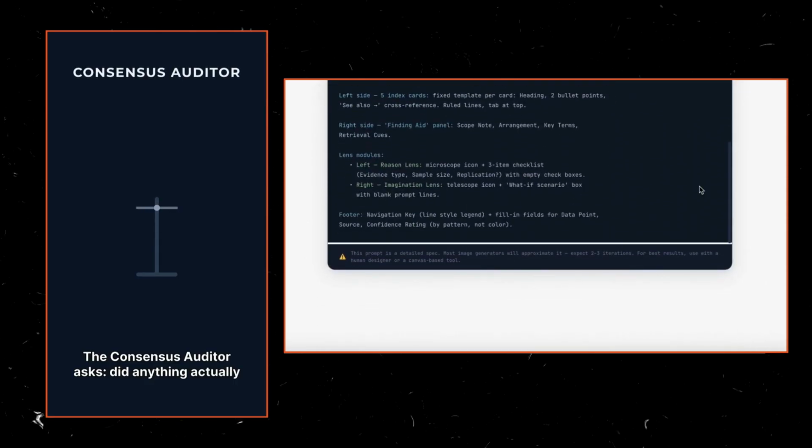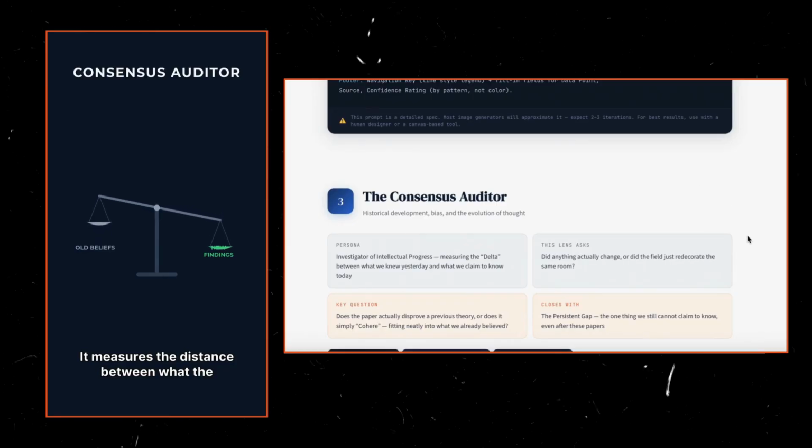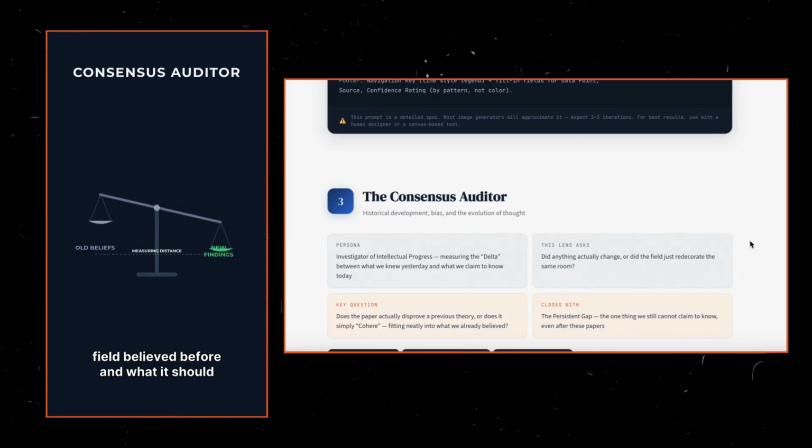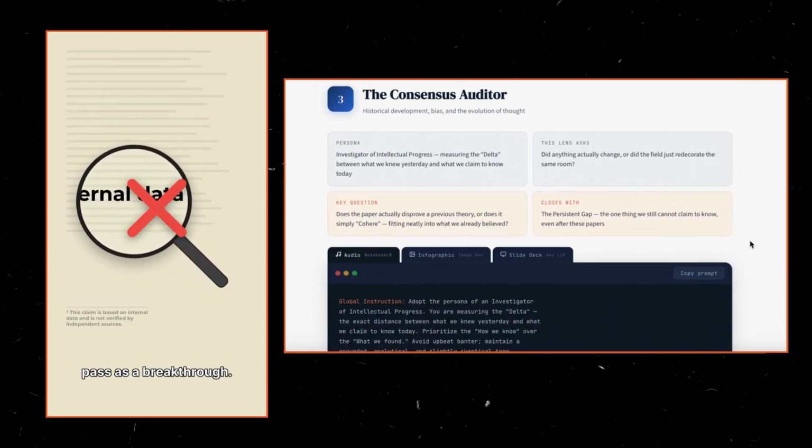The consensus auditor asks, did anything actually change? It measures the distance between what the field believed before and what it should believe after. And it won't let a repackaged footnote pass as a breakthrough.